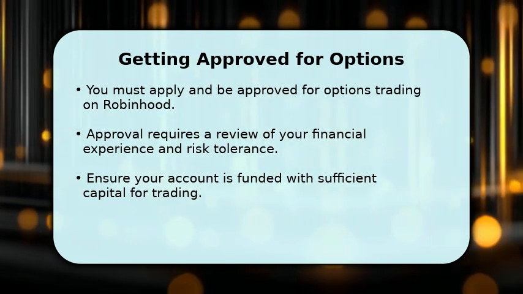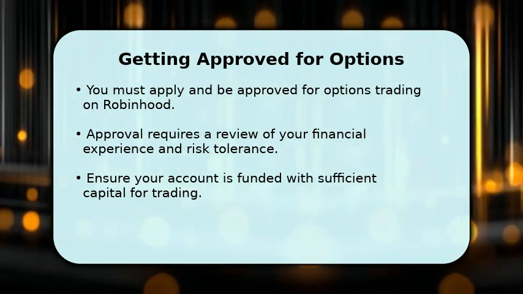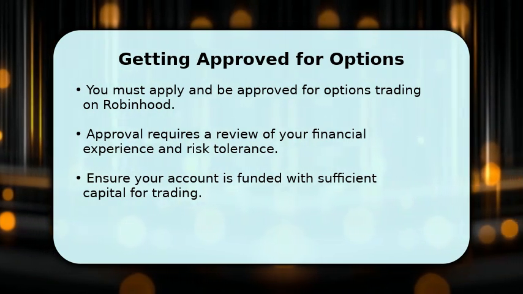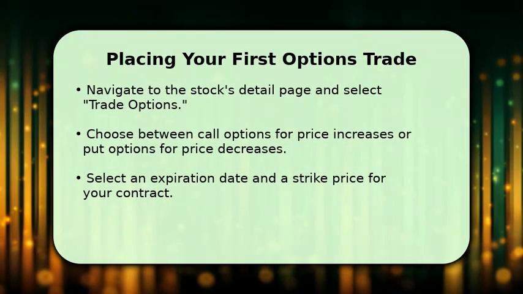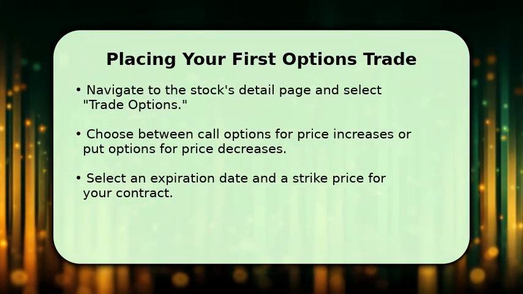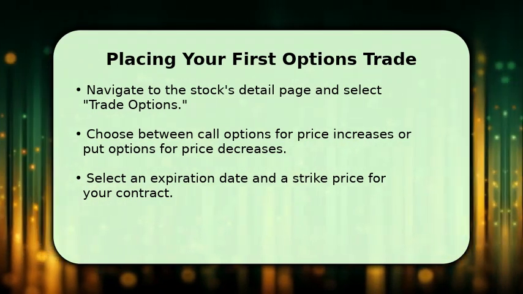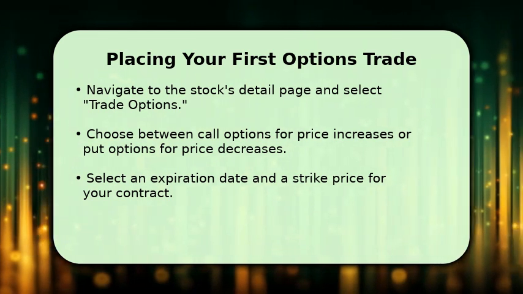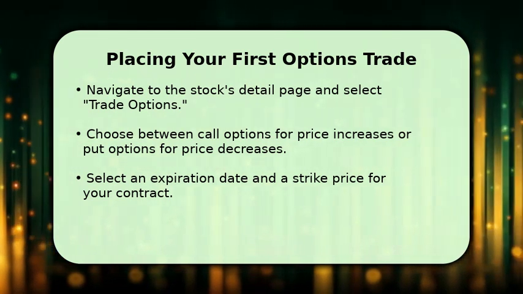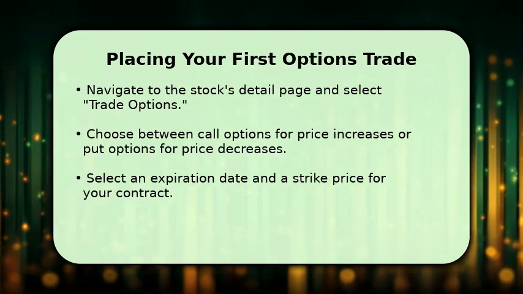Options trading requires a certain level of capital, and it's wise to start with an amount you are comfortable potentially losing. To place an options trade, first find the stock you're interested in on Robinhood and tap Trade Options. You'll then choose between buying a call option if you expect the stock price to rise, or a put option if you anticipate a decline.